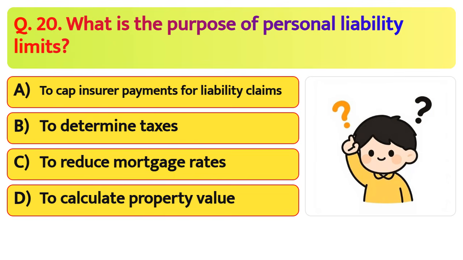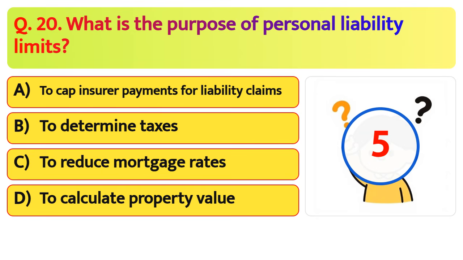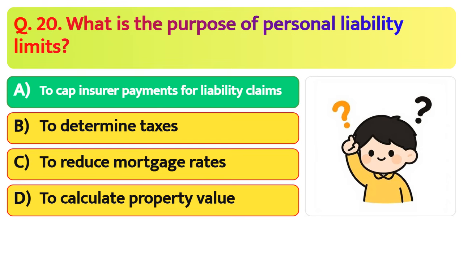Question 20. What is the purpose of personal liability limits? Option A. To cap insurer payments for liability claims. Option B. To determine taxes. Option C. To reduce mortgage rates. Option D. To calculate property value. Correct option is to cap insurer payments for liability claims.